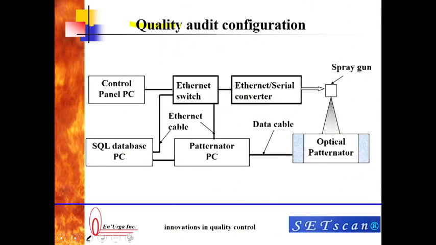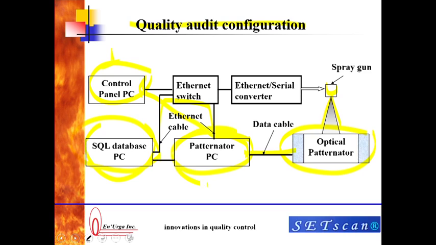So, a typical quality audit configuration is shown here. What you have here is the optical patternator and the spray gun, which is spraying down into the patternator. You have a PC here that collects the data that comes from the optical patternator. It typically queries a SQL database to find out what the master template value should be, and it compares that with the values that are obtained from here. And once it compares those values, it sends them over to a control PC, which tells the operator who is standing here whether the nozzle is good or bad. This series of computers can all be resident in one computer also.